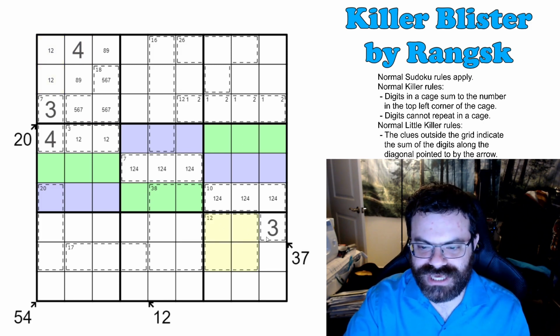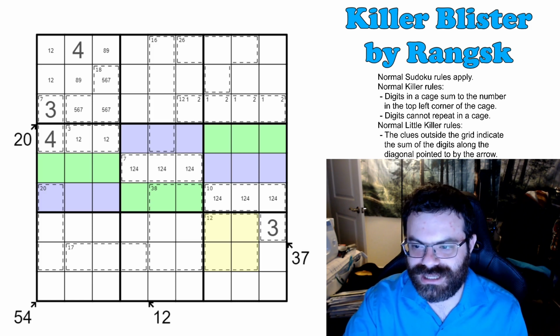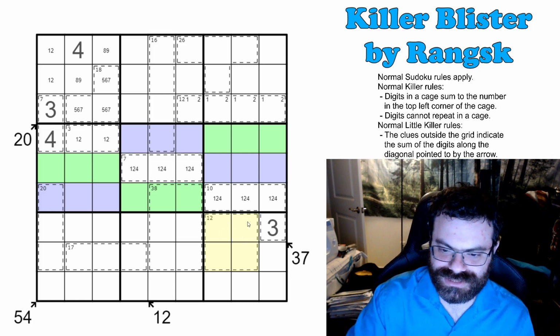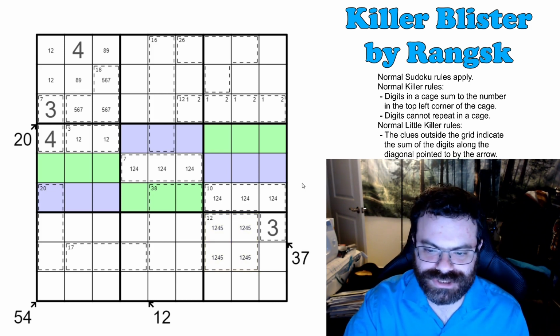Additionally, down here, this 12 cage now can't contain a 3. What's the lowest that we can put 4 digits without a 3? 1, 2, 4, 5. And that does add to 12. And so this is 1, 2, 4, 5, because any other change to that would make it larger.